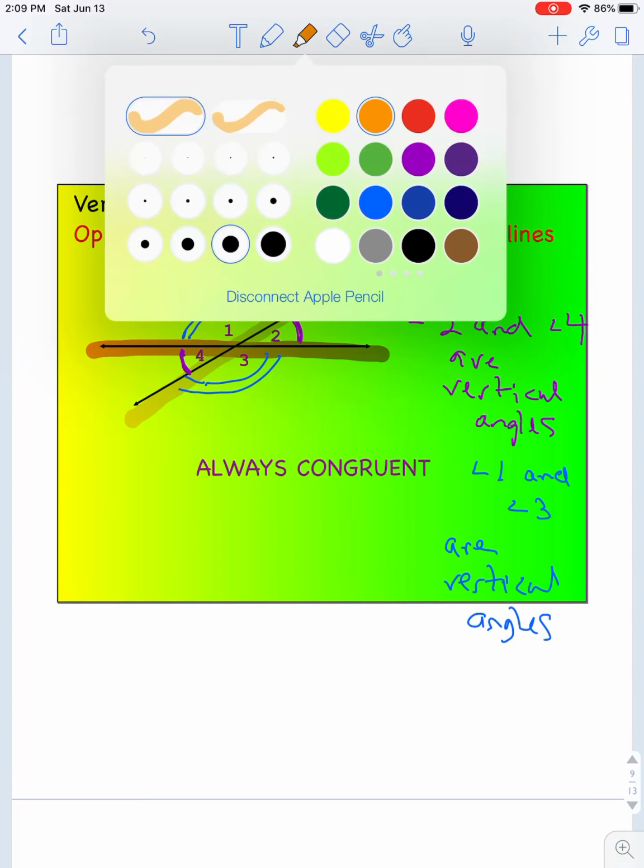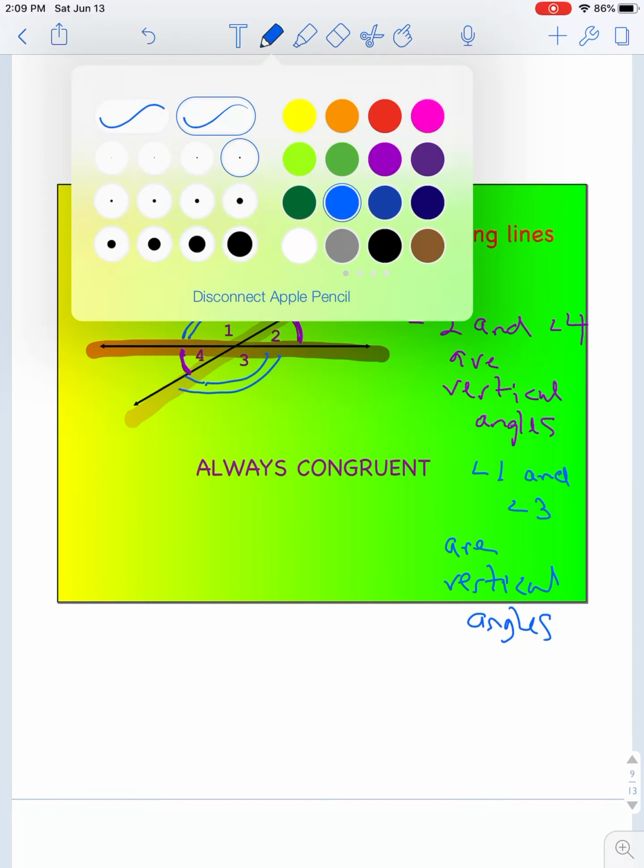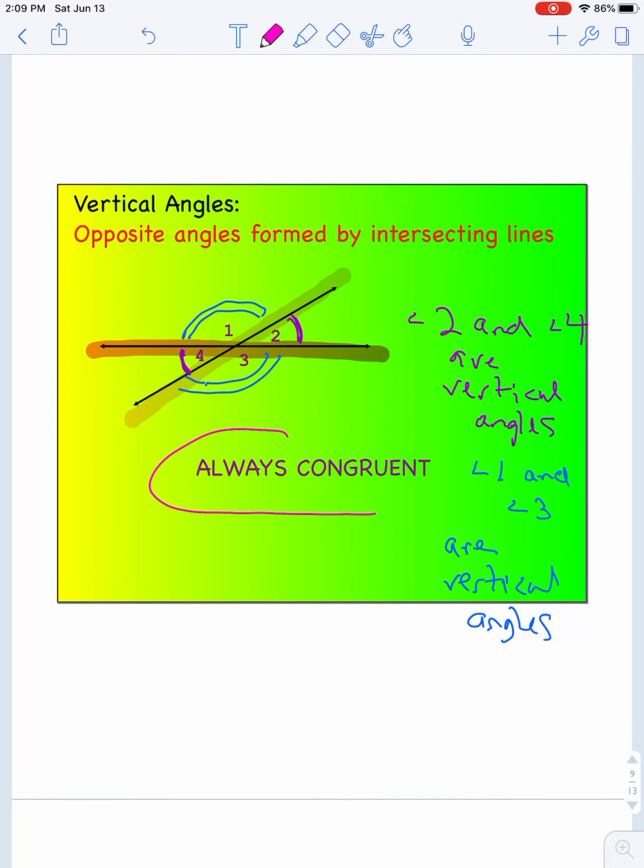And the thing to keep in mind is not only the name, but this big piece right here is that they are always congruent. And we're actually going to prove that later on. But I can give you a quick little example proof. This doesn't prove it for every case, but I think I can convince you by just putting a value.